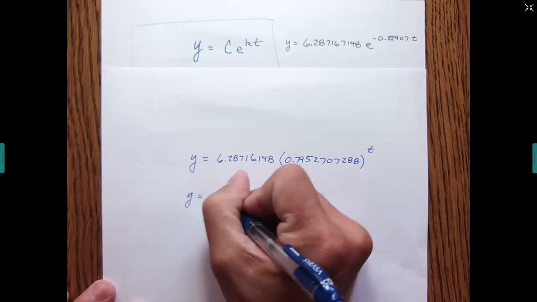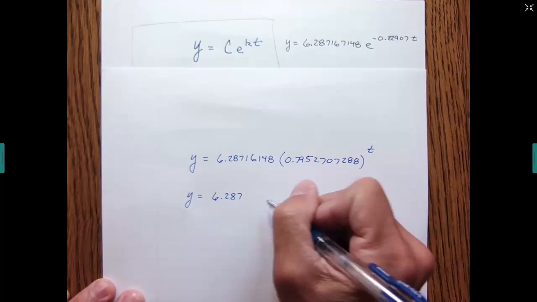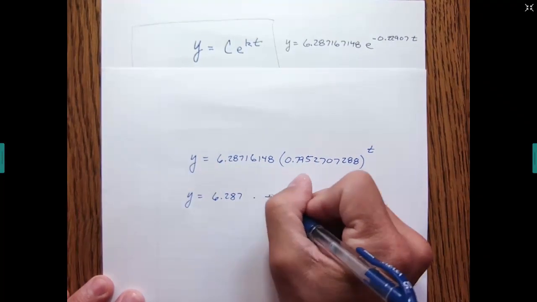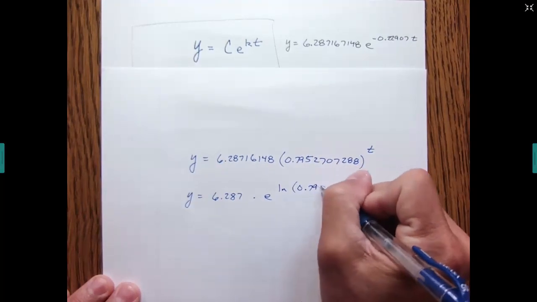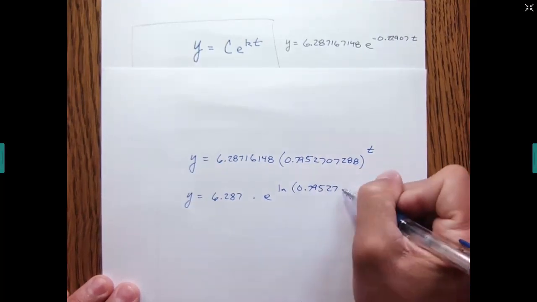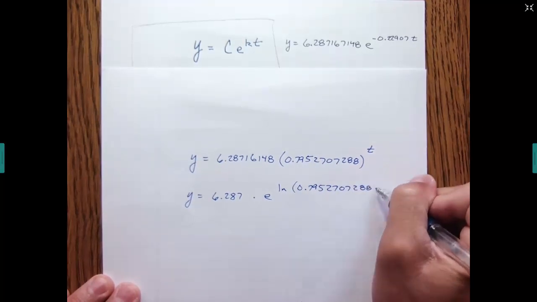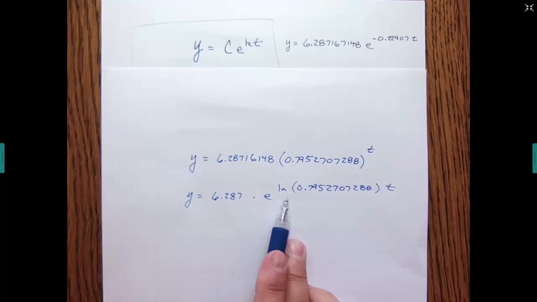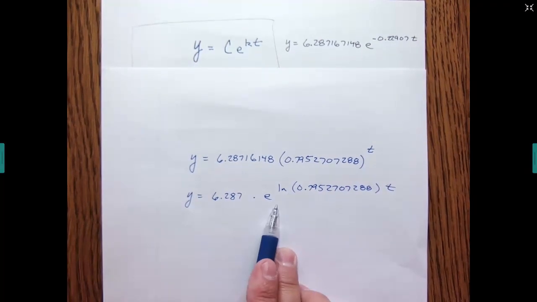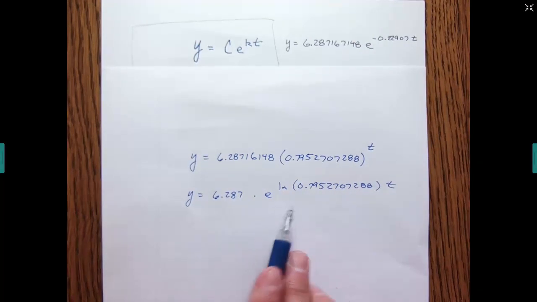And so what I'm going to do here is I'm going to write y equals 6.287. I'm going to round just a little bit. And then I'm going to say times e to the natural log of 0.79527. I'm going to write this one all out because let's see if it matches. Nice. And that's to the t. There we go. Now you'll notice e to the natural log will cancel each other out. So I really have the same thing minus my rounding error here.